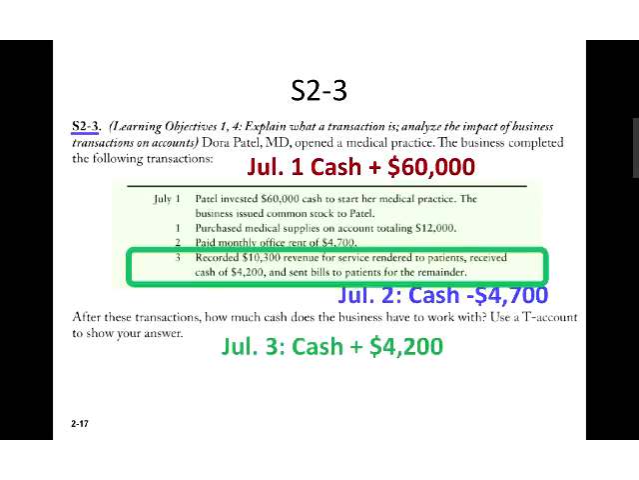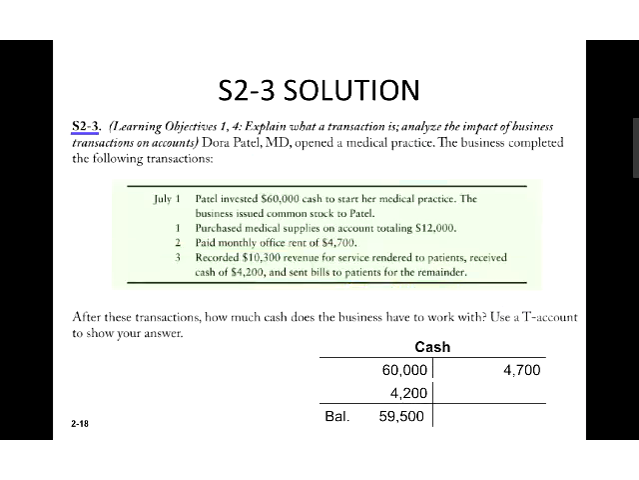But it says use a T account to show your answer. A T account, we're going to see a little bit more of this later, is just a way to represent what's going on in an account. So in cash, in accounts payable, and accounts receivable, we'll have a T account, and it's a way to keep a running total. A T account starts by looking like a T.